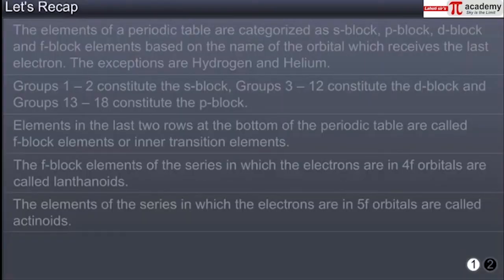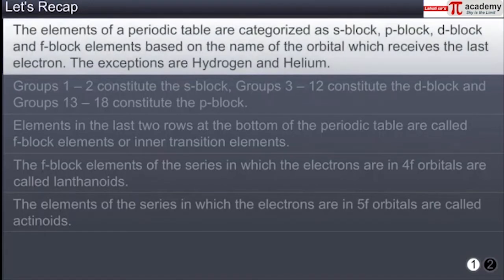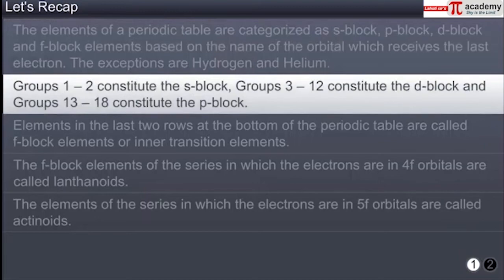You have now reached the end of this module. In this module, you learned that the elements of a periodic table are categorized as S block, P block, D block and F block elements based on the name of the orbital which receives the last electron. The exceptions are hydrogen and helium. Groups 1, 2 constitute the S block. Groups 3 to 12 constitute the D block, and groups 13 to 18 constitute the P block.